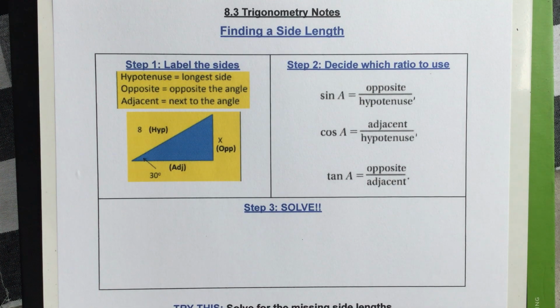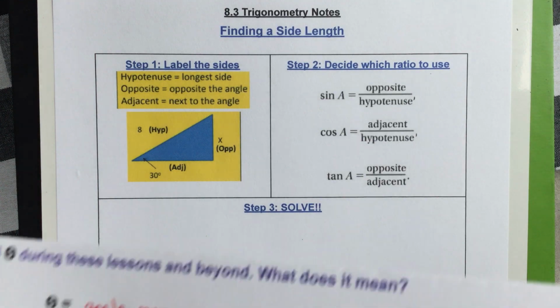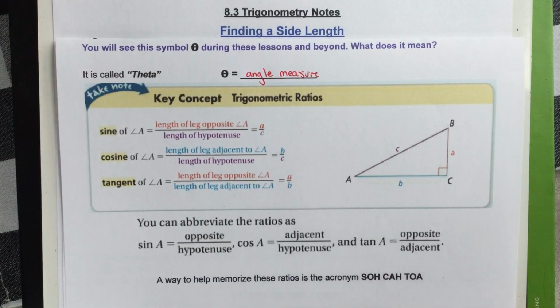In this video, we're going to use trigonometry to solve for missing side lengths of a right triangle. Now, in our previous video, we discussed how to label the sides of our right triangle based on something called theta. Theta represents our angle measure. And these were the trig ratios that we used: sine, cosine, and tangent.